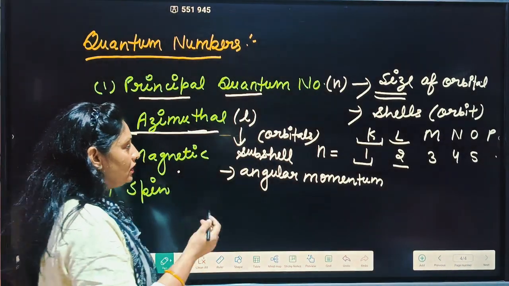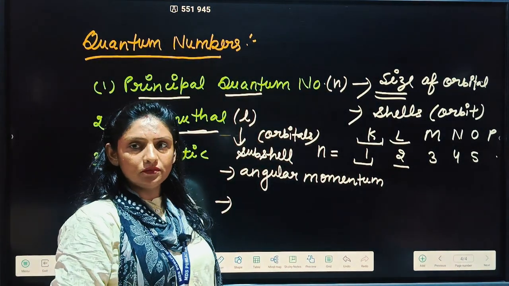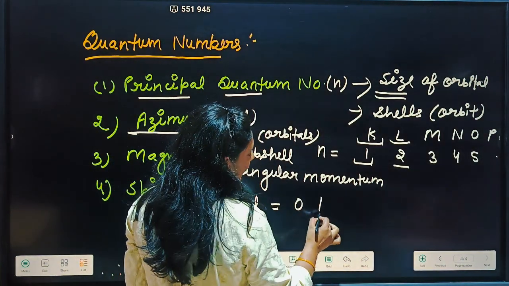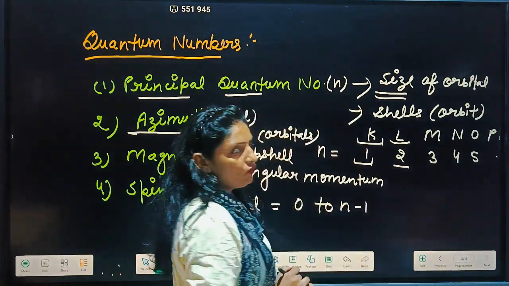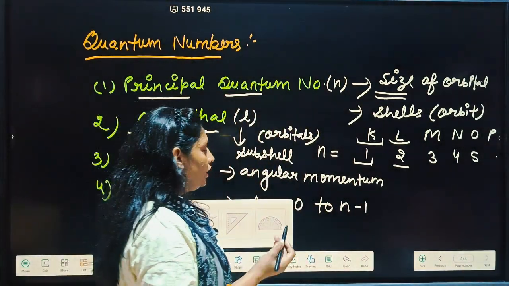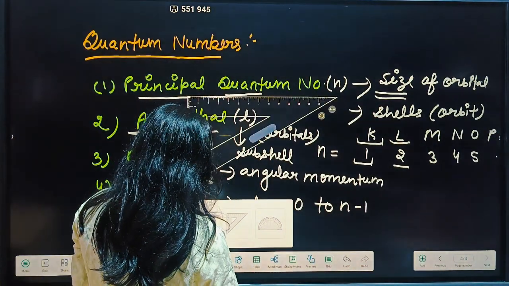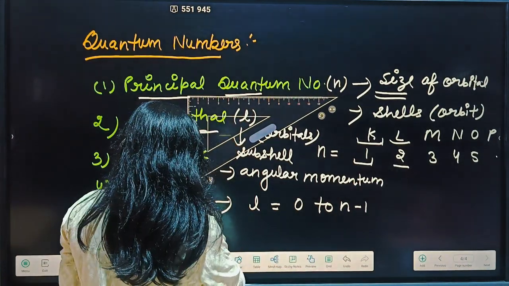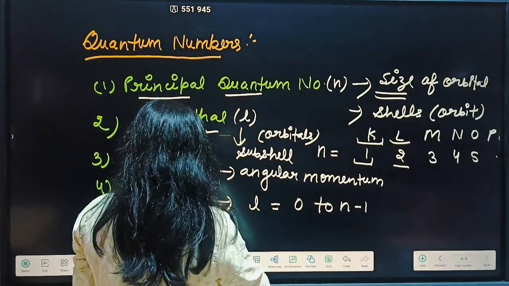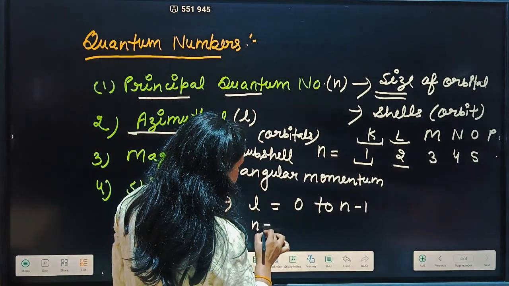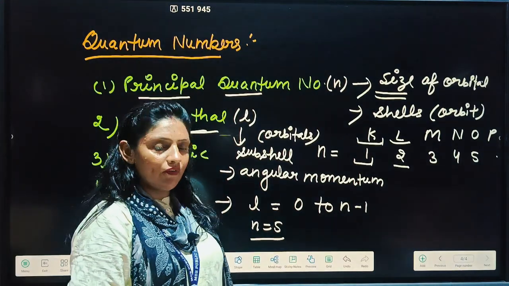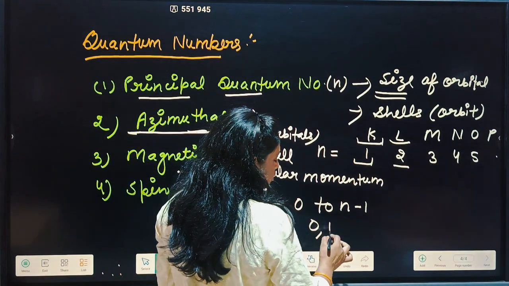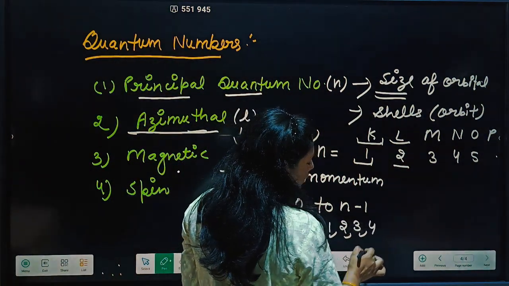So students, the value of l may lie from 0 to n minus 1. For example, let us consider the value of n is 5. So for this, the value of l may be 0, 1, 2, 3 and 4.